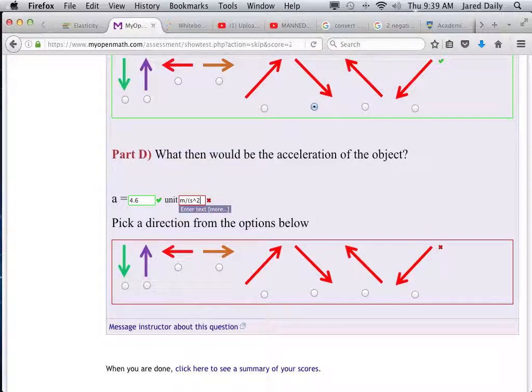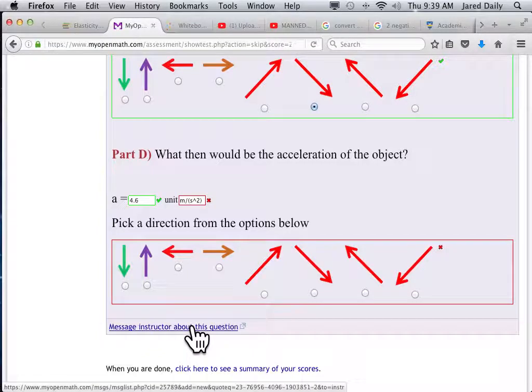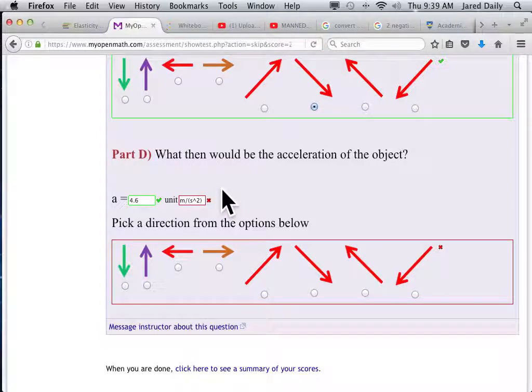Yeah, right. Like that. Oh, I'm out of tries. But it is meters per second squared, whatever. I should message the instructor about this question. Yeah, I need to message the instructor about mine because it looks like this is the second time this has happened. Go through everything and redo everything.